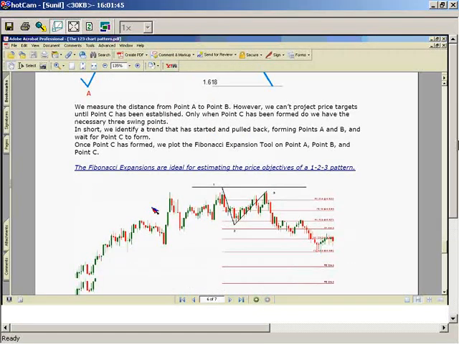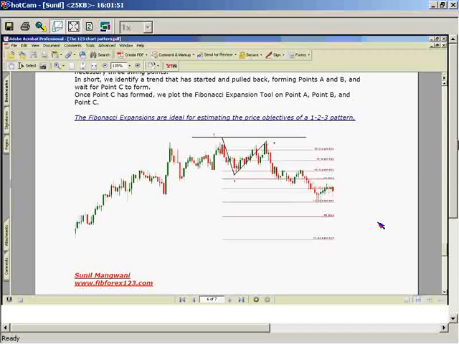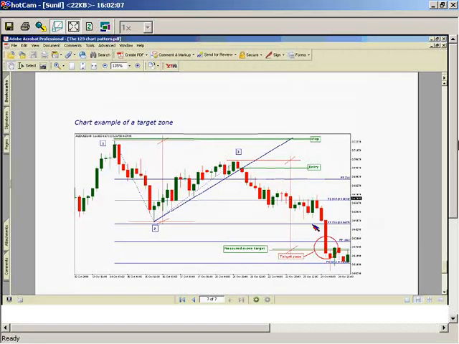Now, the fib expansions are ideal for estimating the price objectives of a 1, 2, 3 pattern. So, for me, a 1, 2, 3 means expansions, nothing else. Just like Elliott waves is fib retracements and projections, and 1, 2, 3 is expansions. Simple thumb rules. Okay. Now, if you develop this charting example, let's go down to the charts.